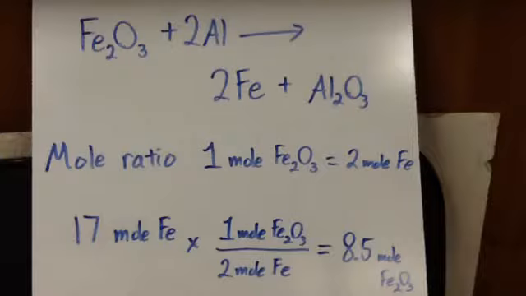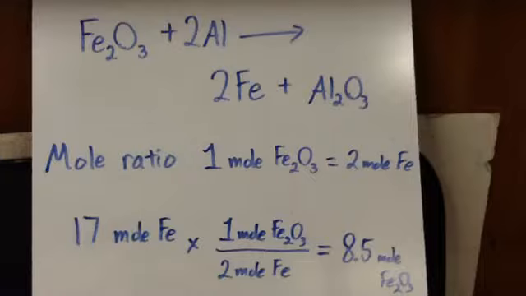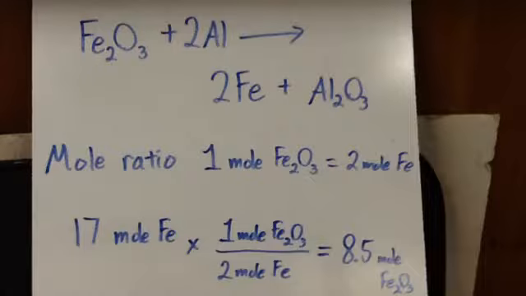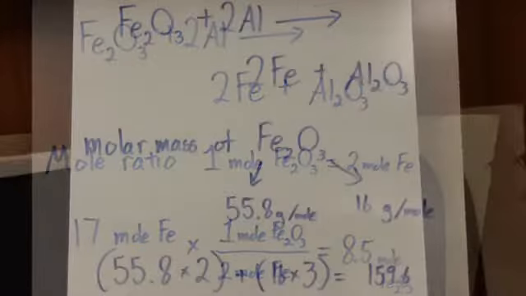So the math I'm doing is 17 moles of iron times 1 mole of iron(III) oxide divided by 2 moles of iron. My moles of iron will cancel because I have them on top and on bottom, and I'm left with moles of iron(III) oxide. Mathematically, 17 times 1 over 2 is equal to 8.5 moles of iron(III) oxide. So that is what we are doing. In the next step, we're going to convert the moles of iron(III) oxide to grams of iron(III) oxide to finish the question.